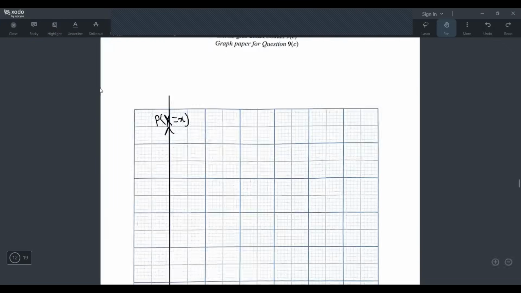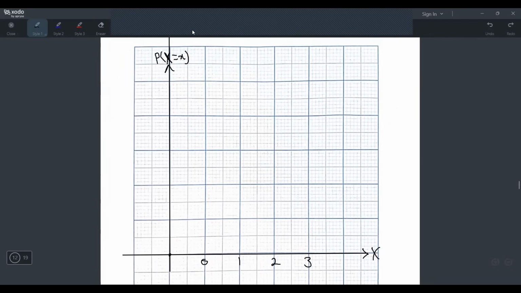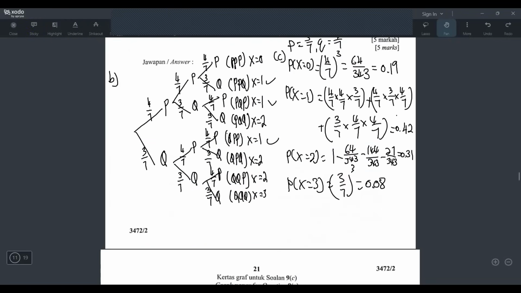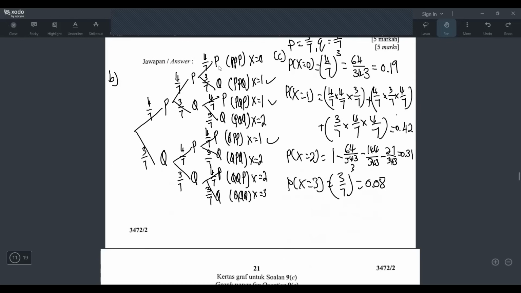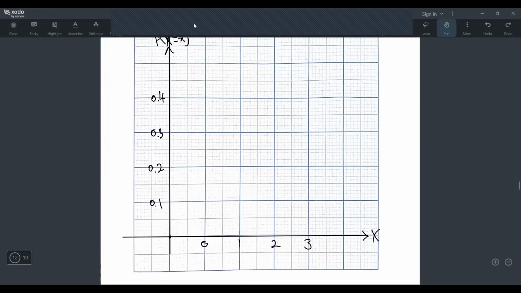So how I can separate this axis? So if I want 0.4, then I can do maybe 0.1, 0.2, 0.3, 0.4. Because I have to make sure it reaches 0.4, right? And then now I just start to plot lah. Okay, let's go. The first one. When the x is 0, it will be 0.19. So when x is 0, 0.19.